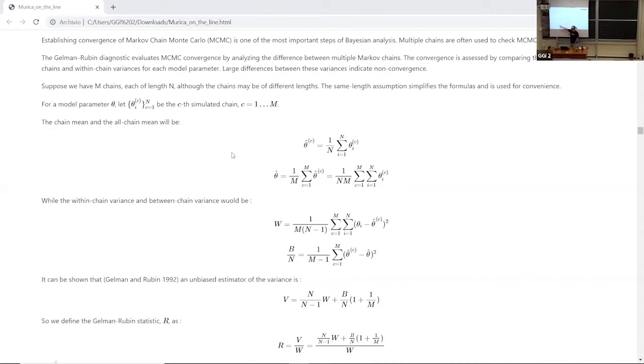Then Gelman and Rubin showed that an unbiased estimator of the variance of this process is basically this combination of the two variances. And so the Gelman-Rubin statistic is defined in this way, basically taking the ratio of this with respect to W, and you can see W is the in-chain variance. And you can see that when the number of samples increases to infinity, basically this goes to one. You can see it because this term goes away as N goes to infinity, and then you basically get the ratio of W with itself, and this goes to one. So if we can check the statistic and get R equal one, then this is a convergent solution.